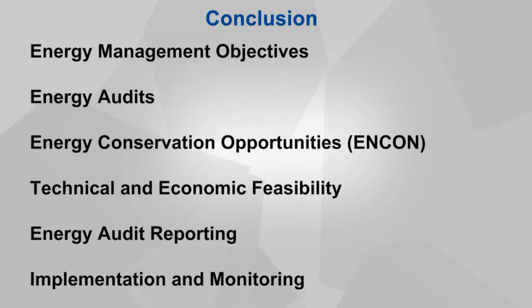Next, we discussed energy conservation opportunities, or ENCON. This document emphasizes identifying and implementing energy saving measures categorized by cost and return potential to optimize energy usage. Technical and economic feasibility. Assessing the viability of energy efficiency measures involves evaluating technical feasibility, economic benefits, and impact on safety and production. Audit reporting. The audit report should clearly present findings, recommendations, and potential savings tailored for both technical and non-technical audiences.